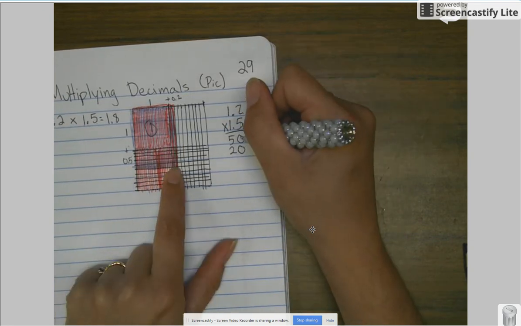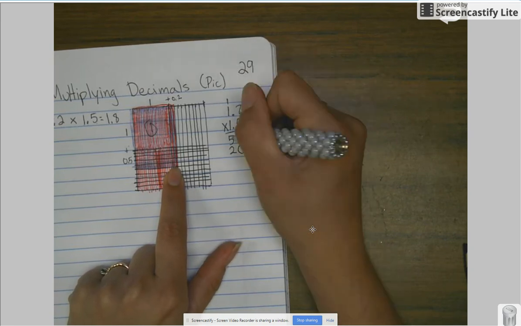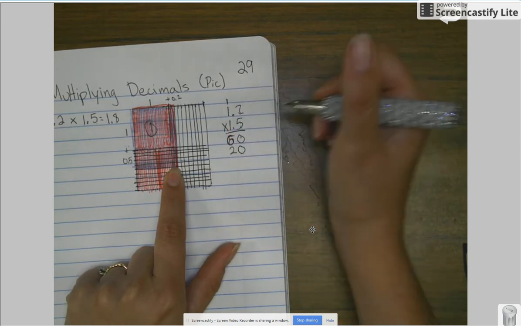Oh, why did I write it? I forgot my 1. 5 times 2 is 10. I forgot to regroup my 1. Sorry. So that would be 6 tenths when we regroup that.